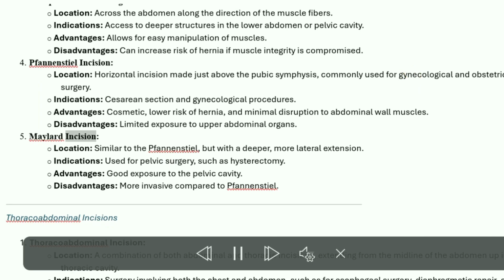Maylard incision. Location, similar to the Pfannenstiel, but with a deeper, more lateral extension. Indications, used for pelvic surgery, such as hysterectomy. Advantages, good exposure to the pelvic cavity. Disadvantages, more invasive compared to Pfannenstiel.